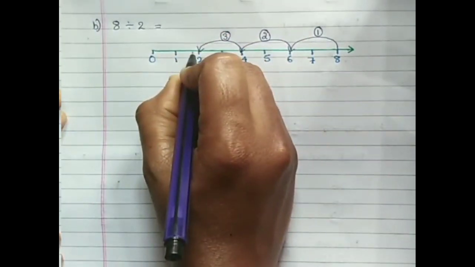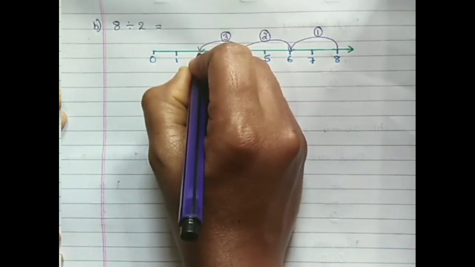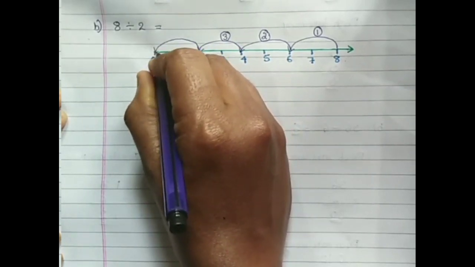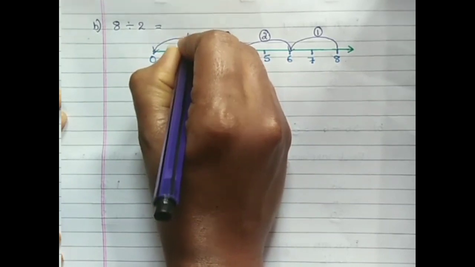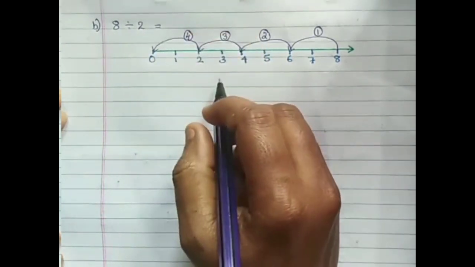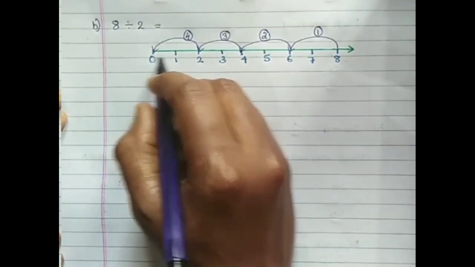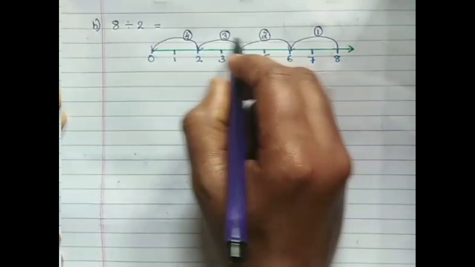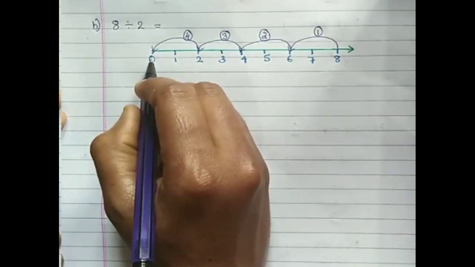Next, we should count backward 2 more numbers, 1, 2. So from the number 2, we have jumped another step and we reach the number 0. So this is our fourth jump. Starting from the number 8, to reach the number 0, we have how many jumps? Yes, 1, 2, 3, 4. We have 4 jumps to reach the number 0.